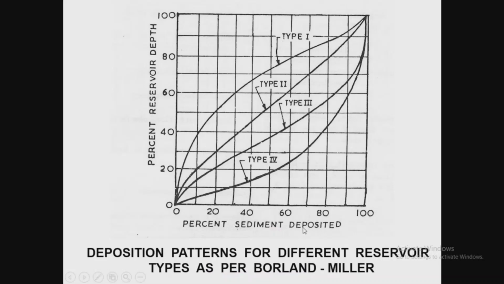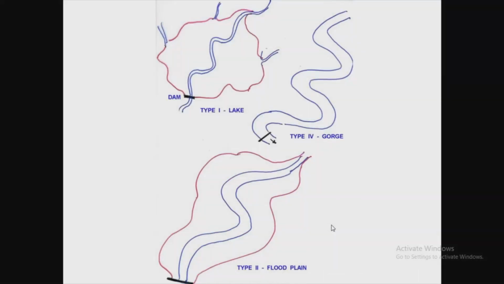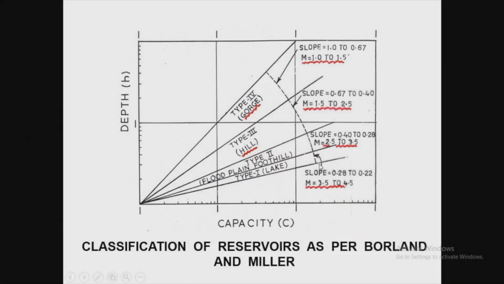Now what happens whenever you decide, based on the depth and the capacity and slope ratio, that my reservoir is a lake type of reservoir? Then we can select this slope and capacity ratio. This is my lake type of reservoir. The M value we have to calculate. If we have calculated that my M value is between 3.5 to 4.5, then this line we have to select, and select that it is a type 1, meaning I am coming to the lake type of reservoir.